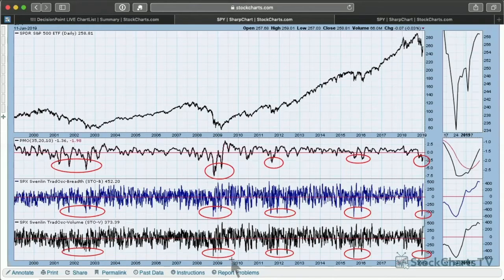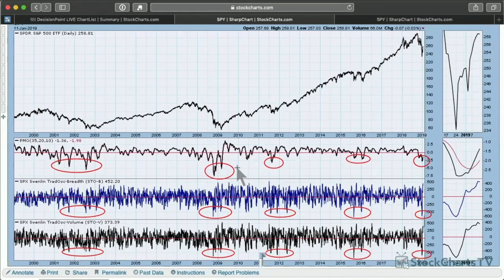Oh, your audio is cutting. 2011, 12, you can see another set of deeply oversold readings, and it looks like about a year that it took to get that bear market bottom. And it was a very shallow bear market, but still, you got the process that it took to get the bottom in.